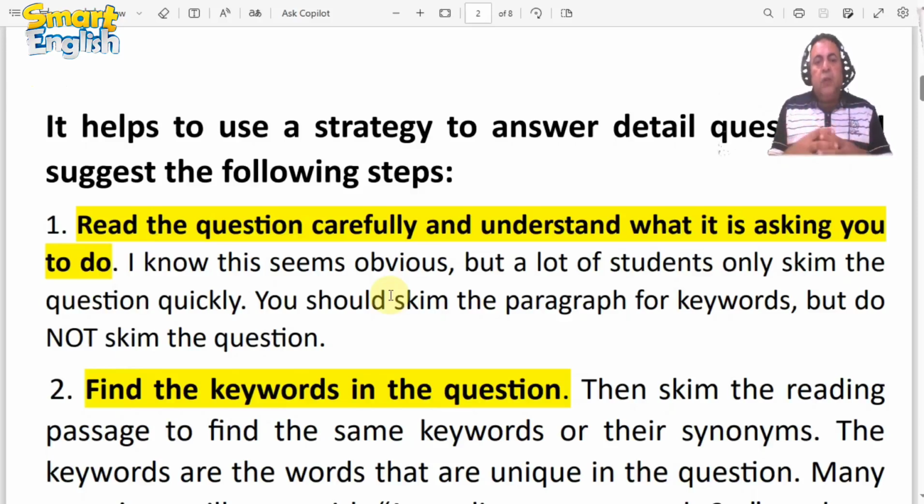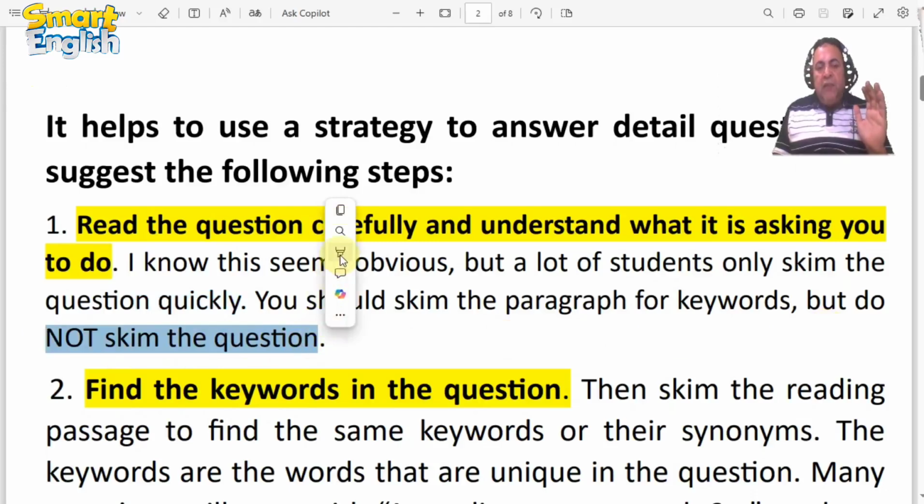The first thing is to understand what the grader or the tester needs me to do, okay? So I know this seems obvious. It's actually obvious to all of the students, but a lot of students only skim the question quickly, okay, without concentration. You should skim the paragraph for keywords, but do not skim the question, okay? Do not skim the question. It is the first strategy that you can depend on, that you don't skim the question. Please focus on the meaning of what the grader or the tester needs you to do.